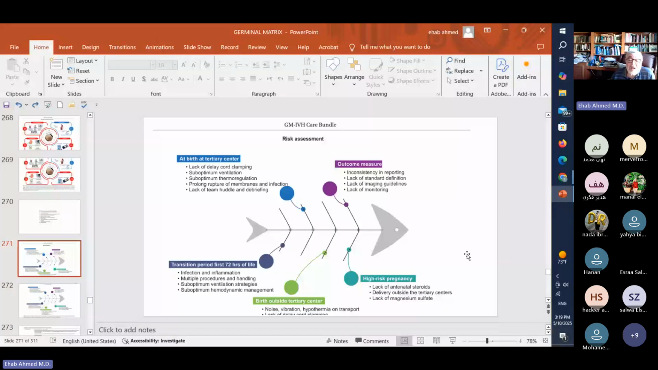And this is the QI project improvement, and this is the fishbone project, and these are the risk factors and how they can prevent it and how they can improve it. Okay.